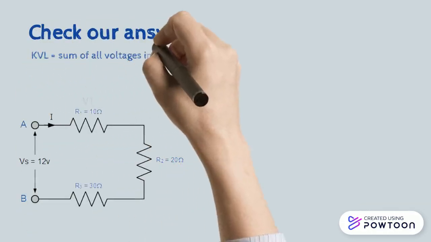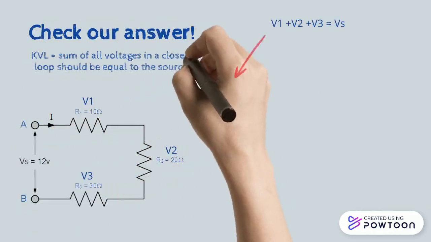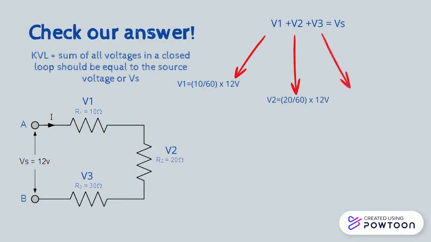To check our answer, we can apply Kirchhoff's voltage law to the circuit, which states that the algebraic sum of all the voltage differences around any closed loop is zero, or in other words, all voltages in the circuit added should amount to the source voltage. We can test this by finding the voltage across both R1 and R3 by once again using voltage divider, as we can see. The voltage across R1 is equal to R1, which is 10 ohms, divided by the total resistance and multiplied by 12 volts to give 2 volts.